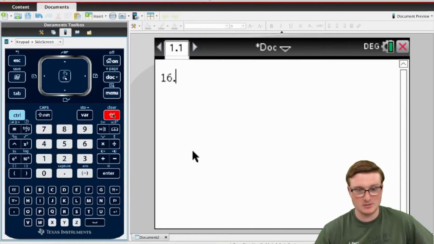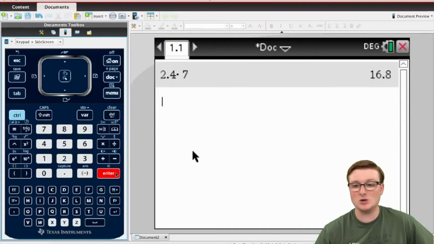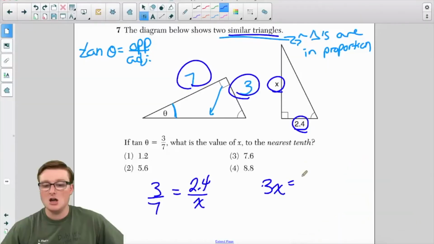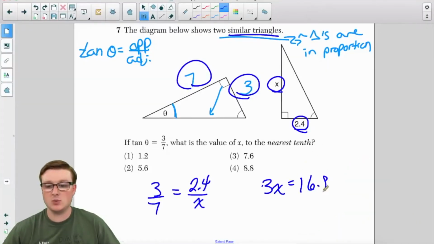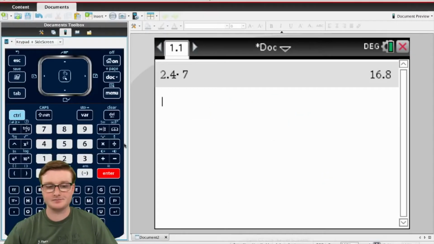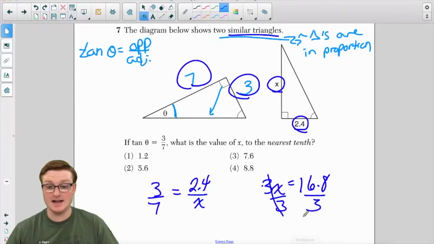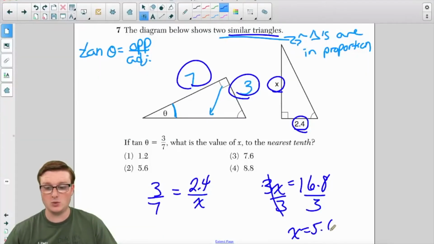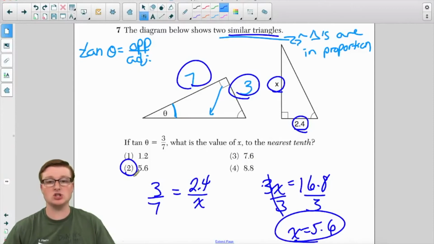2.4 times 7 is going to be 16.8. So 3x is equal to 16.8, and now we are going to divide by 3 on both sides. Divide by 3, and we get 5.6 as our answer. So x is equal to 5.6, which is going to be choice 2.